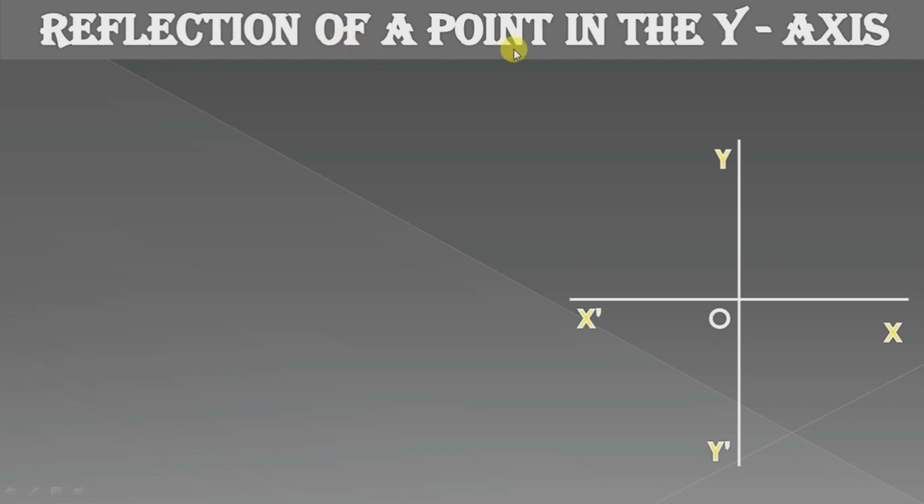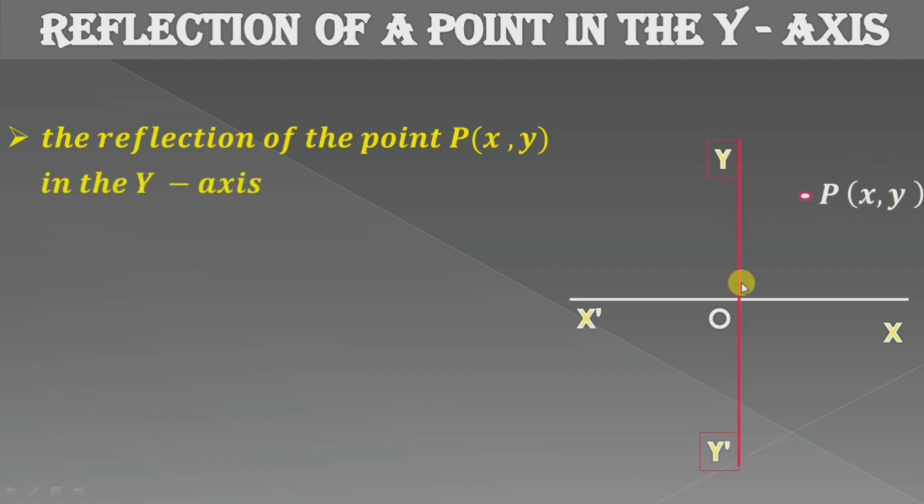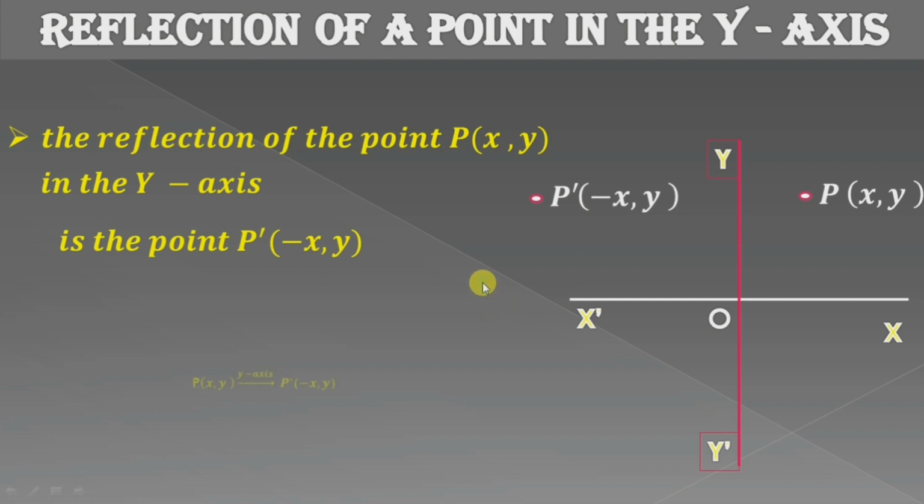Next, reflection of a point in the y-axis. We will consider a point P(x, y) which is reflected on the y-axis. That means the y-axis acts as a mirror. The coordinates of its image are minus x, y. That means since this point is reflected in the y-axis, the value of y remains the same. Only positive x changes into negative x. So any point when reflected on the y-axis, the coordinates of its image P prime are minus x, y.